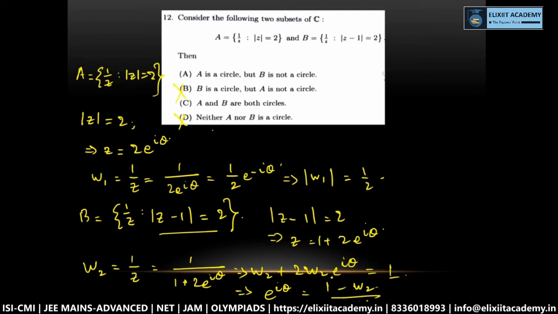Now we can take the mod on both sides, and this becomes mod of (1 minus w2) divided by (2 into w2) is equal to 1. We can just take this 2 on the right hand side, and obviously this becomes a circle. So B is also a circle. In this case, A is also a circle and B is also a circle, so option C is correct: A and B both are circles.